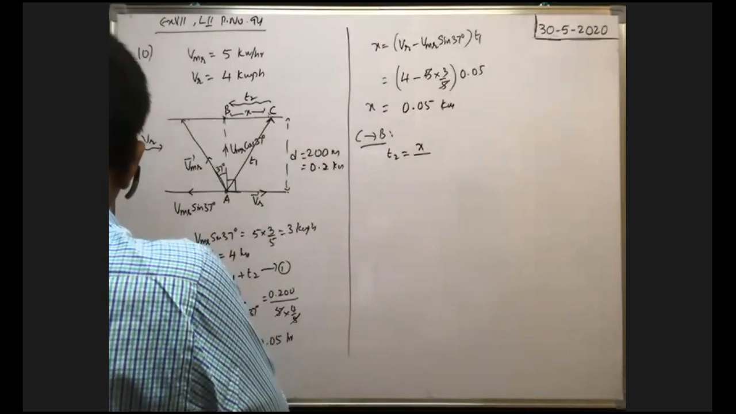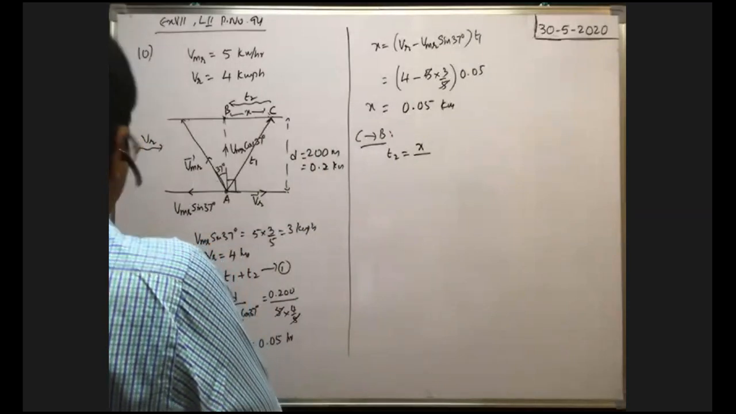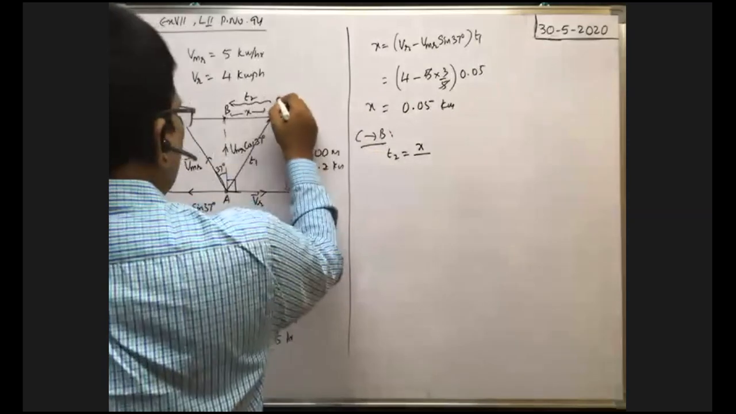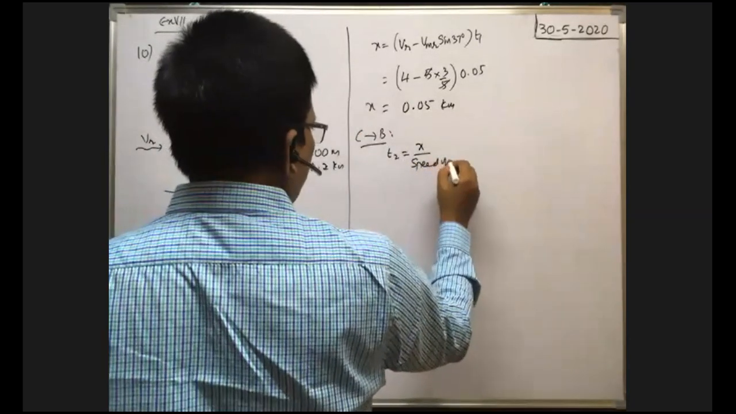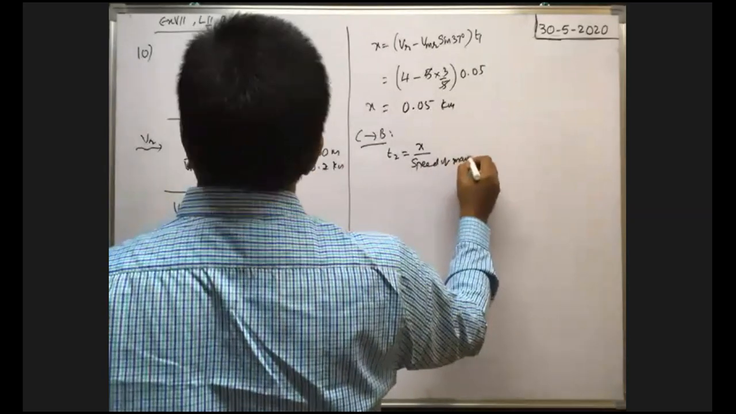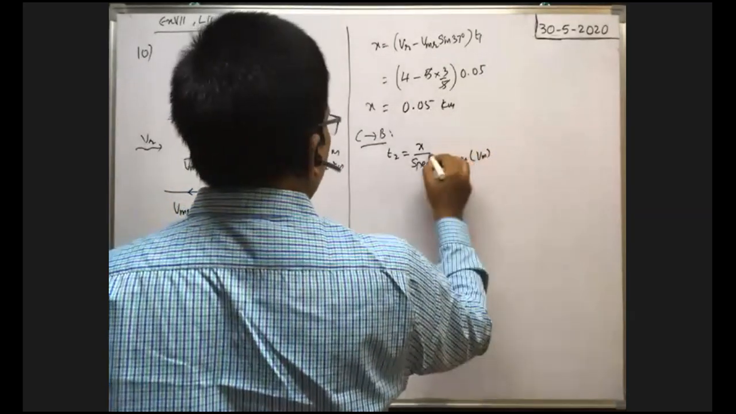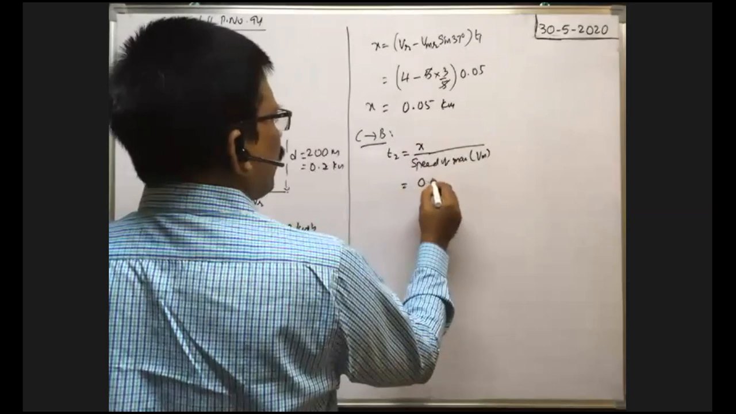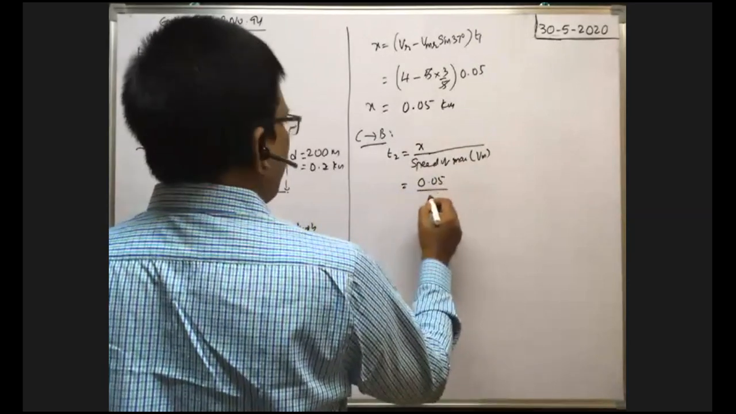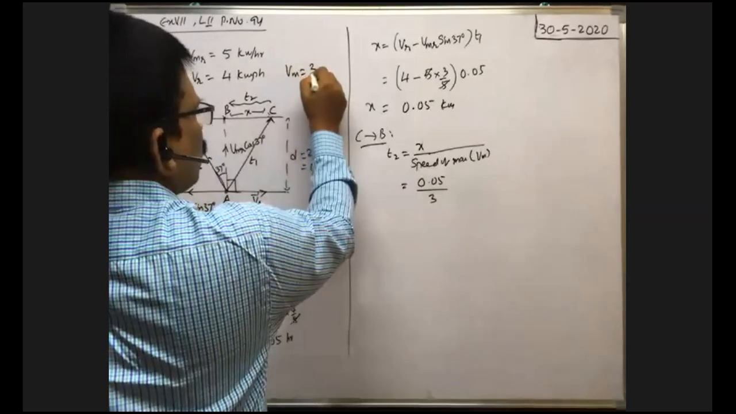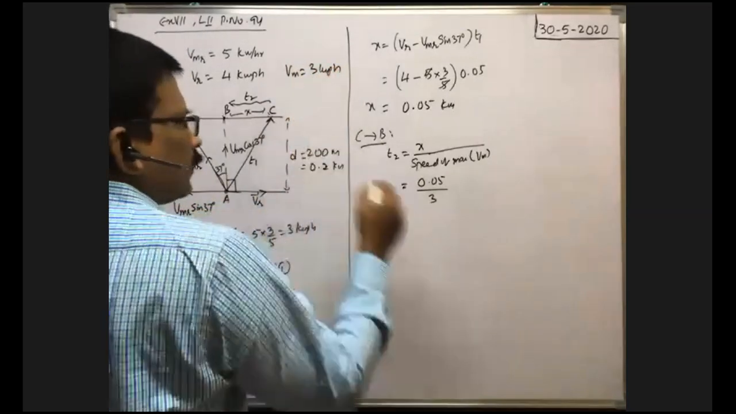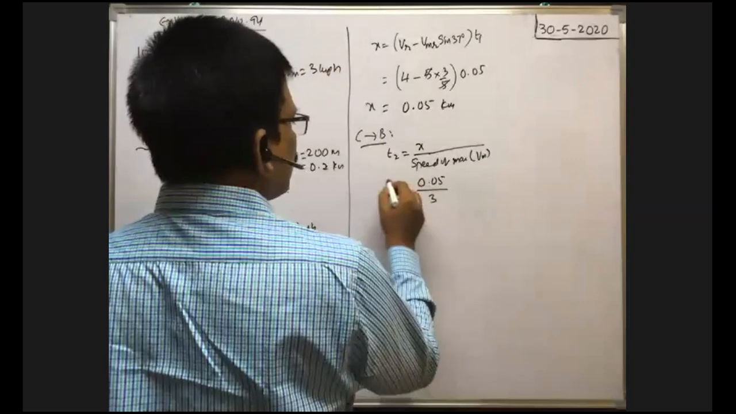From which he walks the distance CB with a speed 3 km/h. Speed of the man is say Vm. Therefore, drift means 0.05 kilometer divided by the speed of the man, 3 km/h. That is given. Speed of the man Vm is equal to 3 km/h. So therefore, this is the time.